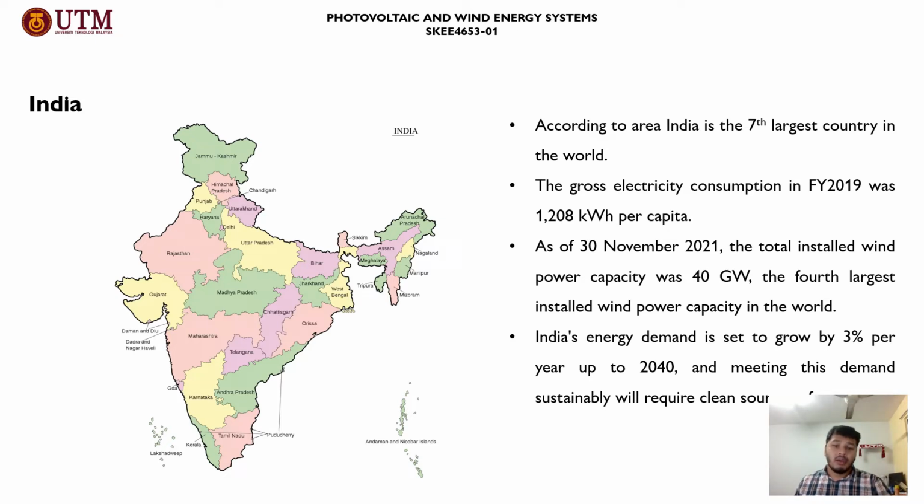As of 13 November 2021, India has the capacity of 40 gigawatt installed wind power. So it's a big amount, and India is looking forward to make it larger, because by 2040 the demand will grow by 3%, and India is trying to get those 3% from clean and renewable sources.